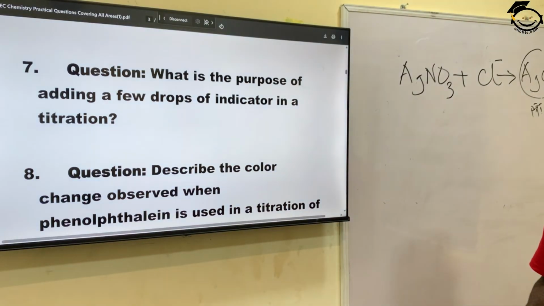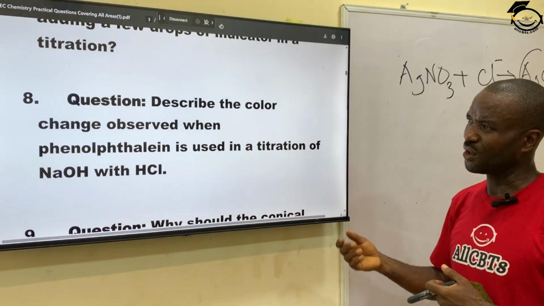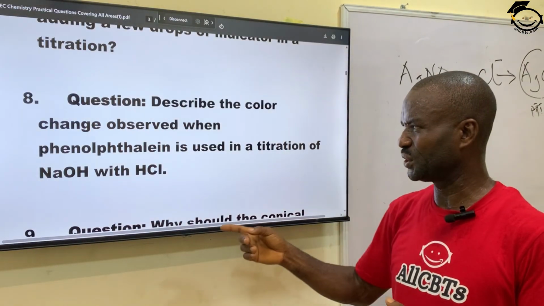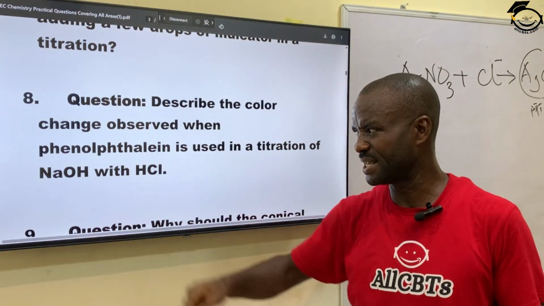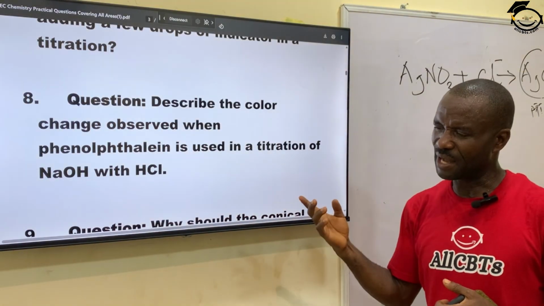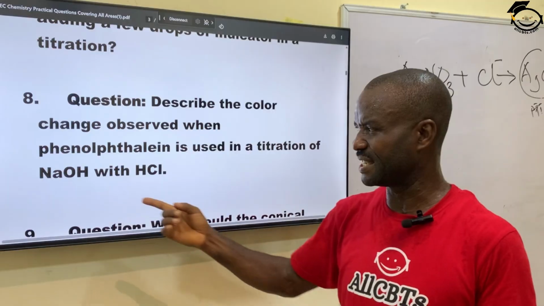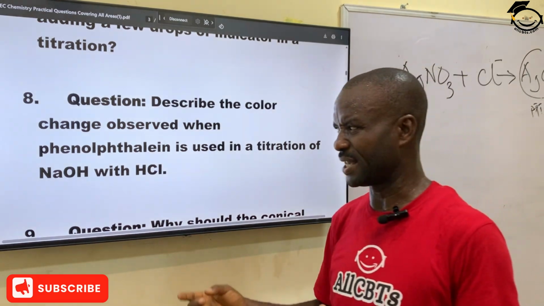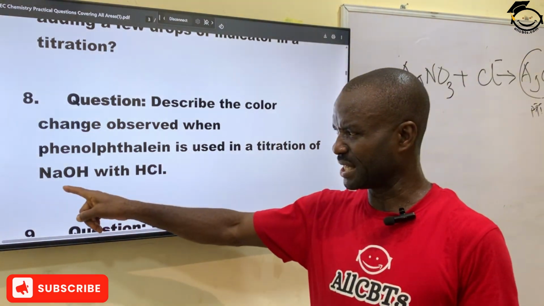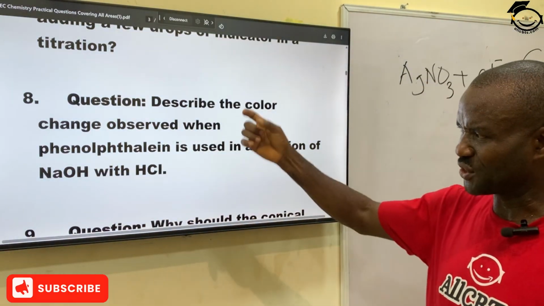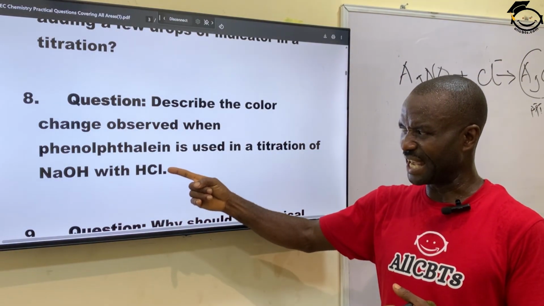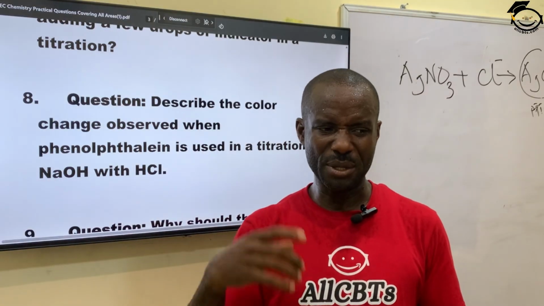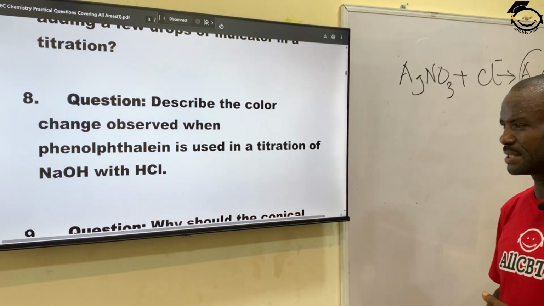Question 8. Describe the color change observed when phenolphthalein is used in a titration involving a base with an acid. When phenolphthalein is used in this case, this is a strong base and a strong acid. The indicator will change from pink to colorless. When you put the indicator in the base, it shows pink. But by the time you titrate with an acid, at the end point, it will show colorless. So with phenolphthalein indicator, the color changes from what? Pink to colorless.